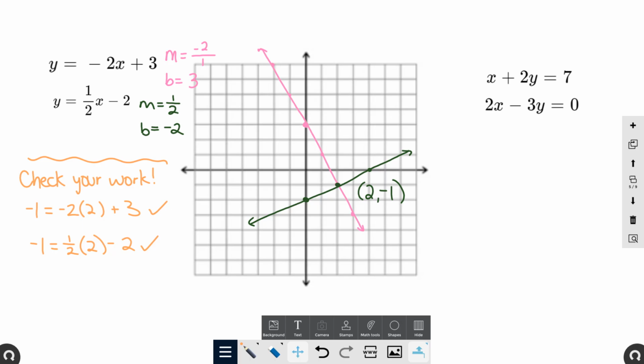All right, our next problem is already up there on the right. If you want to go ahead and write those two equations down.